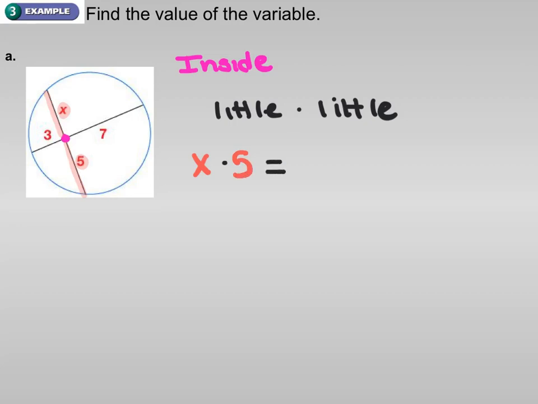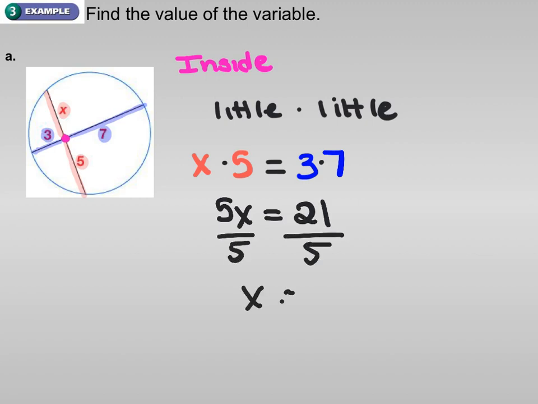equals, for the other half, one of the little segments is the 3. So it's 3 times the other half of the little segment is the 7. So it becomes 3 times 7. Now if I solve, x times 5 is the same as 5x. 3 times 7 is 21. So you could divide both sides by 5 to get your answer of x equals 4.2.